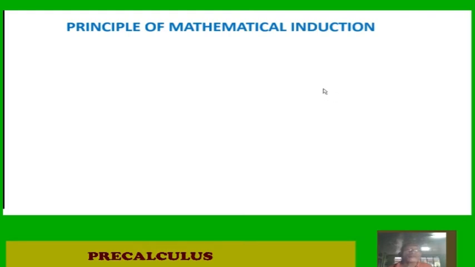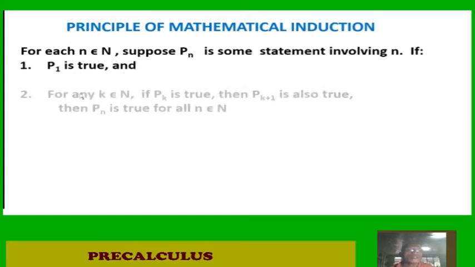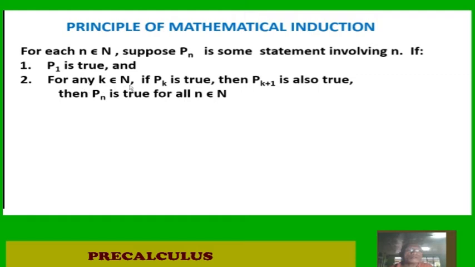Our video tutorial is about the principle of mathematical induction. According to the principle, for each n element of the natural counting numbers, suppose P of n is some statement involving n. If P of 1 is true, and for any k element of n, if P of k is true, then P of k plus 1 is also true, then P of n is true for all n element of natural numbers.